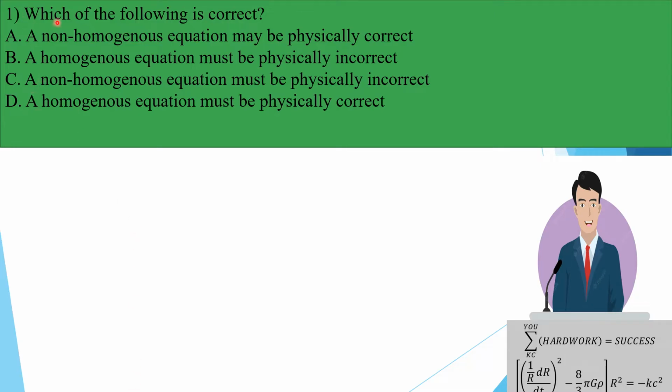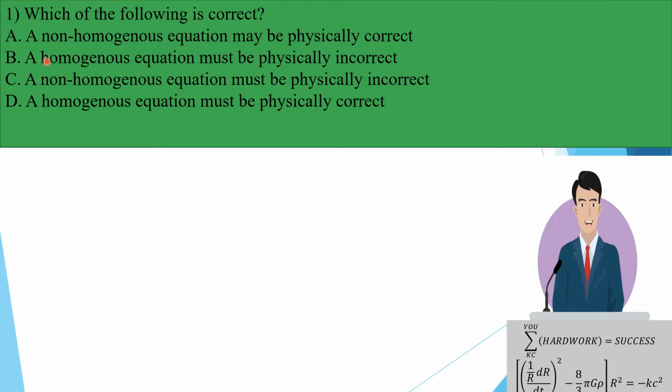So A says, a non-homogeneous equation may be physically correct. Well, if it's not homogeneous, then it must be physically incorrect. So when you say may be physically correct, it means that it has a possibility of it being correct, which is not true, right? So whenever it's not homogeneous, it's always not correct.